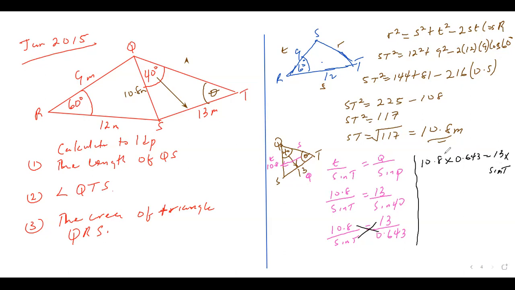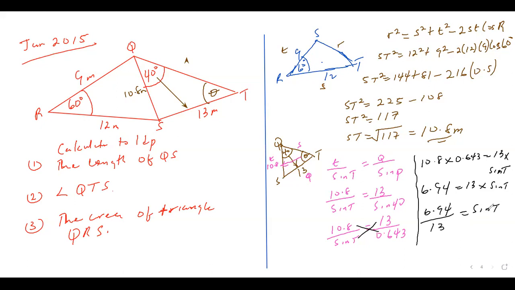Now we multiply these two here, 10.8 times 0.643. What do we get? 6.94. So 6.94 is equal to 13 times sine T. Now I want to find what is sine T. So we move this one, so it becomes 6.94 divided by 13, which is equal to sine T.